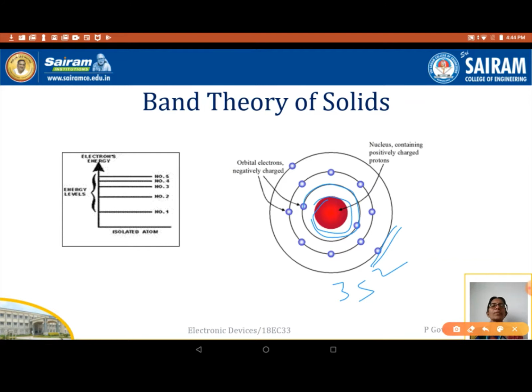Now, what about the energy? The energy of the atom is represented as discrete energy states. That is, each shell has its own energy level, as given here. The y-axis in this graph represents the energy level of the various electrons present in the atom. Now, when isolated atoms are brought together to form a solid, there are various interactions occurring between the neighboring atoms.